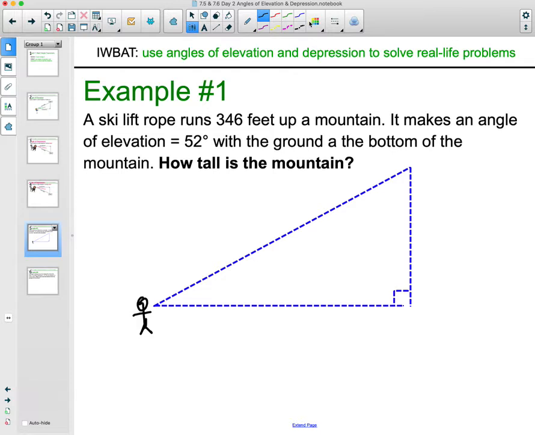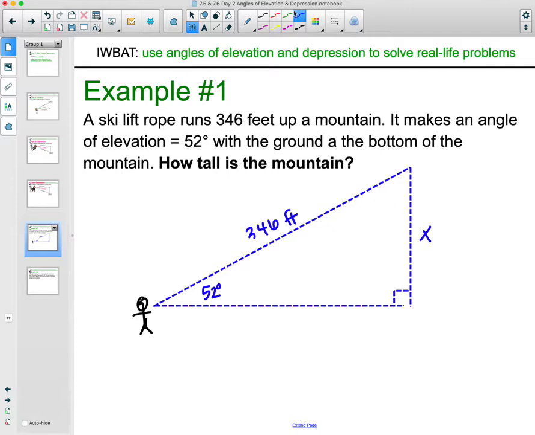So we've got the angle of elevation here of 52 degrees, from the person looking up at the top of the mountain. This is going to be the ski rope going up the mountain. The ski rope runs 346 feet up the mountain, so here's your rope, this is 346 feet. It makes an angle of 52 degrees with the ground at the bottom of the mountain. How tall is the mountain? Here's the top of the mountain, so we want to find how tall this is.